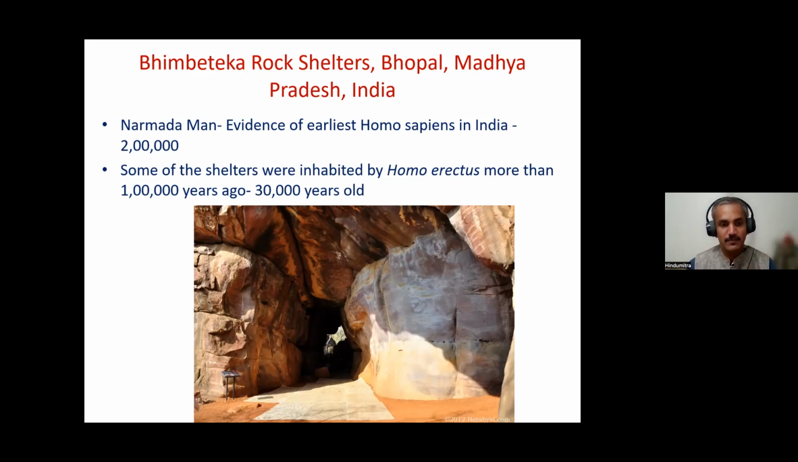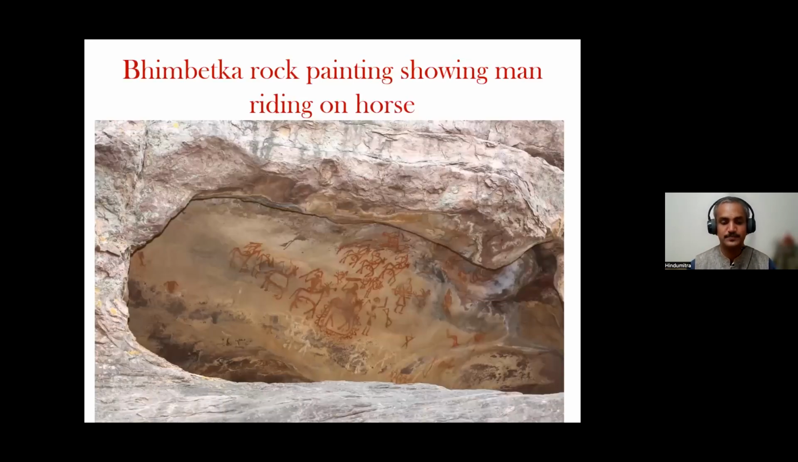Similarly, Bhimbetka also shows different habitation. The same cave system was inhabited by different species of humans. For example, we found evidences of Homo erectus in that area, ranging from 1 lakh years to 30,000 years, who inhabited those caves. And similarly, we find habitation of Homo sapiens, the modern humans.